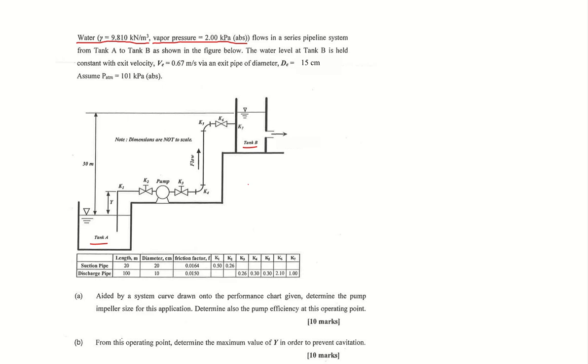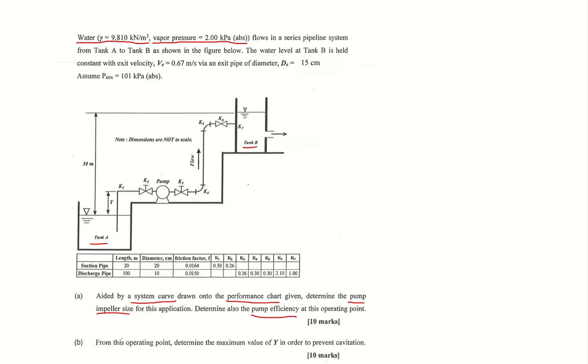All right. So the question asks you to draw a system curve onto a performance chart, or a pump performance chart given. So the chart is given at the bottom. And from the chart, you need to determine the pump impeller size and the pump efficiency.